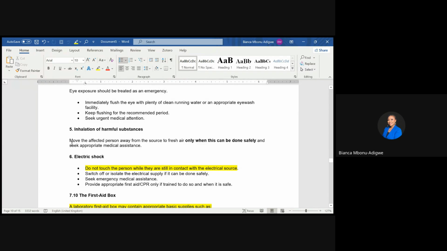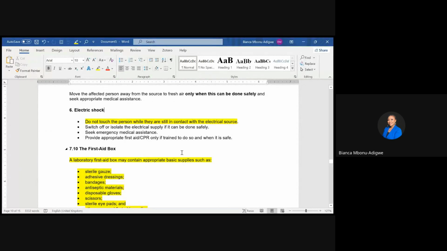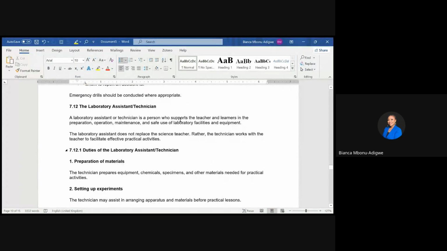If it is someone that has inhaled a harmful substance, take the person outside to fresh air immediately and call for medical assistance. If it is electric shock, don't touch the person. Switch off the electrical supply, call for medical assistance. We talked about the first aid box, and I said you should know the basic supplies that you should have in your first aid box.